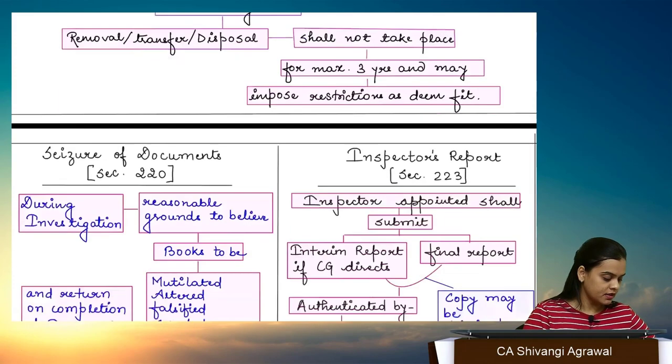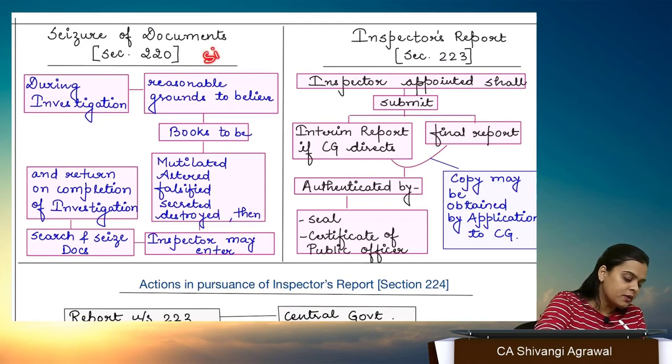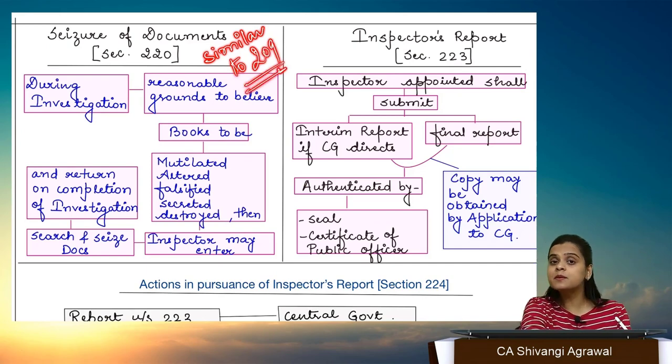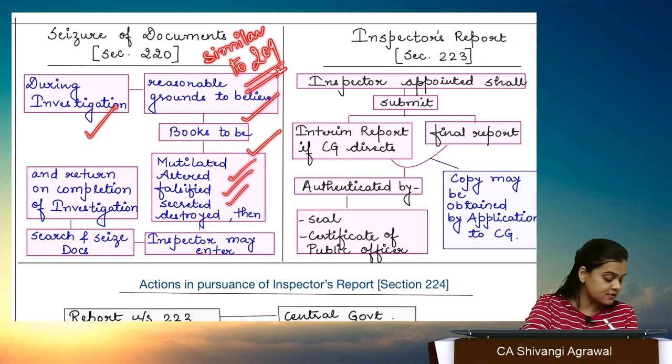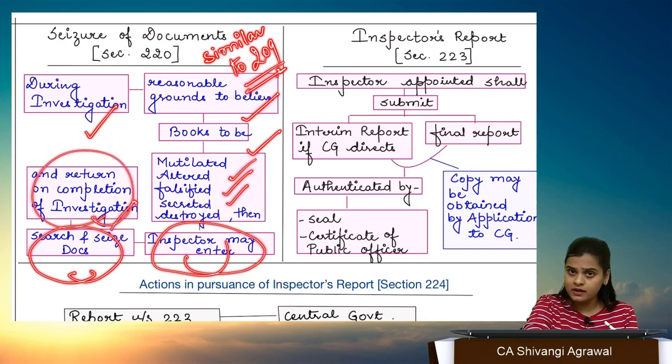Okay, ma'am. Now, section 220. I told you we have a section 209, which is exactly a replica of 220, except for the two differences that I told you. So during investigation, if the inspector has reasonable grounds to believe that books are going to be or are likely to be mutilated, altered, destroyed, falsified, or secreted, then the inspector may enter, search and seize documents and return them on completion of investigation, not within 180 days, and no permission from the special court is needed.